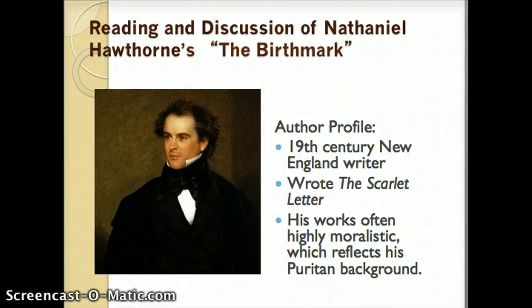Hello class! Okay, today we are going to be talking about Nathaniel Hawthorne's short story, The Birthmark. This short story is not in your Broadview Anthology of Short Fiction. This one is only available online, so make sure you find a copy of that story. The Birthmark was written by Nathaniel Hawthorne in the year 1843.